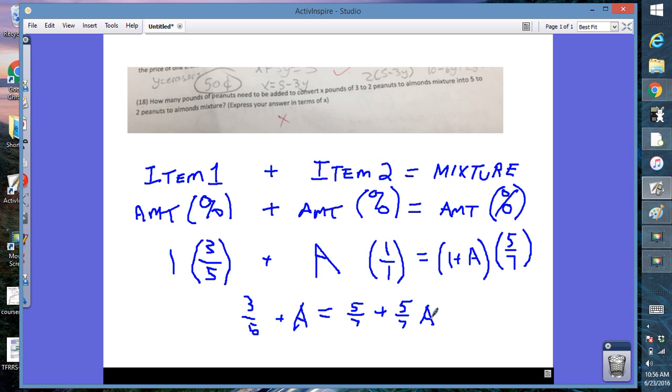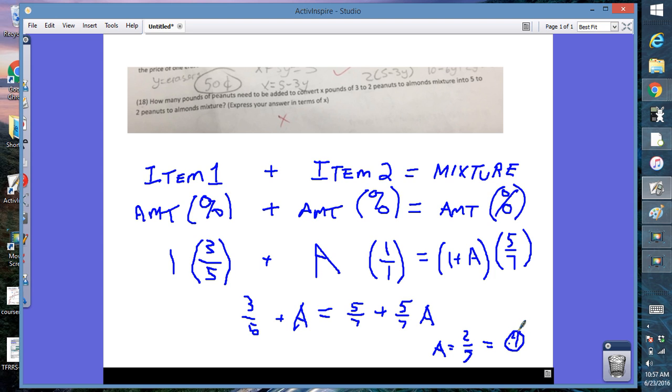We're going to solve for a just like you would any other equation. We would subtract 5/7 a from both sides. We would subtract 3/5 from both sides. I'll let you work on the fraction math on this to get that right. When you solve this, you're going to get a is equal to 2/5, I believe, which is also equal to 0.4.